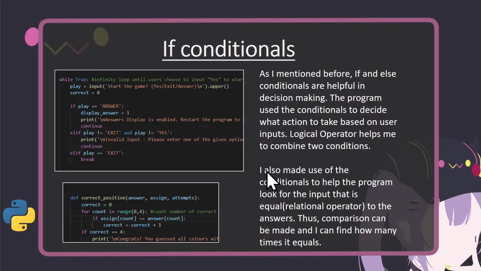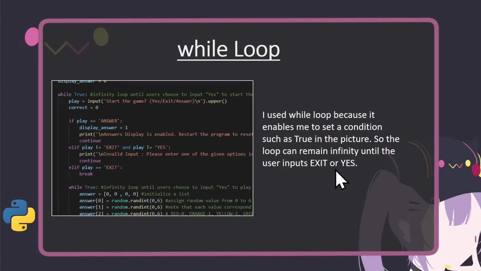Now, as I mentioned before, if and else conditionals are helpful in decision making. The program uses conditionals to decide what action to take based on the user inputs. I also make use of the conditionals to look for inputs that are equal to the answers, so I can make the comparison and find how many times it occurs.